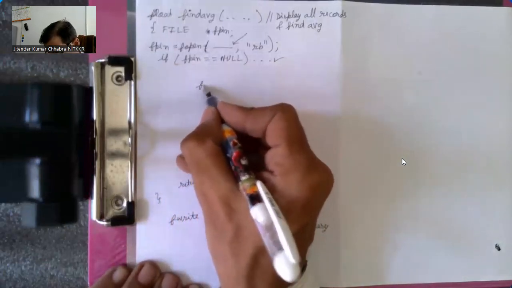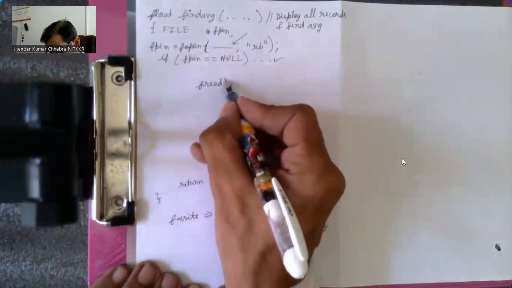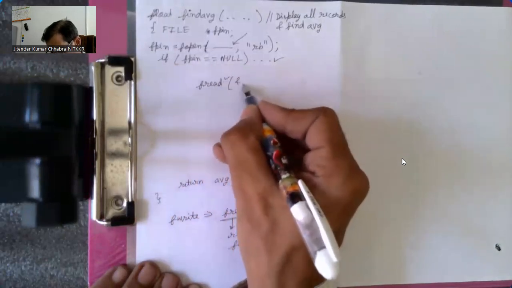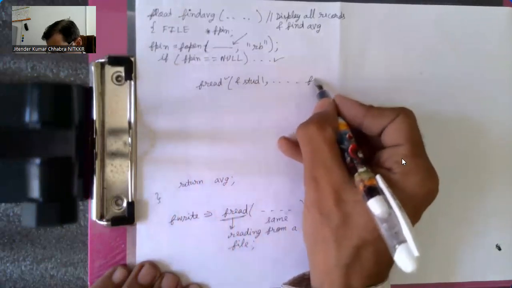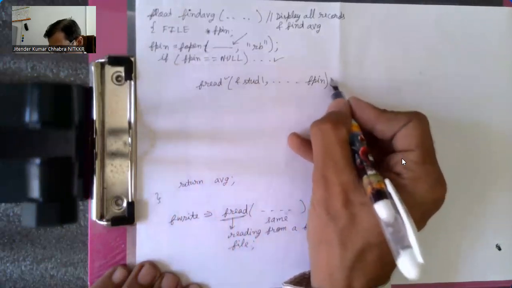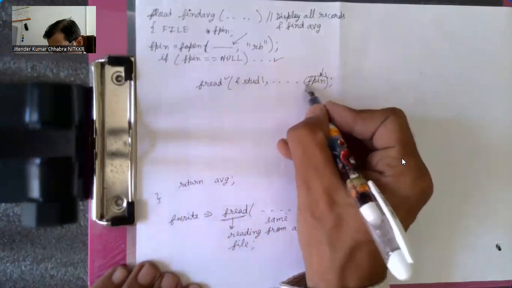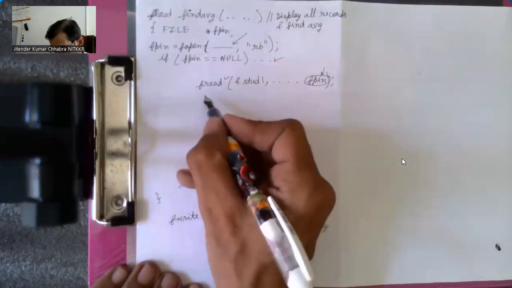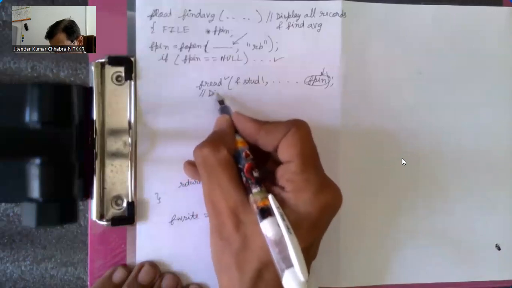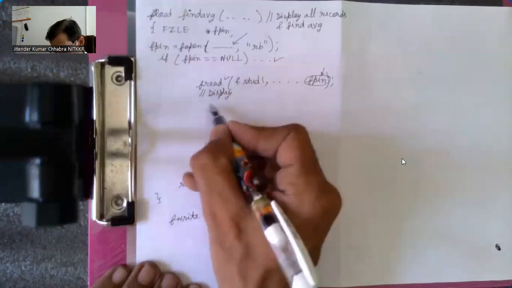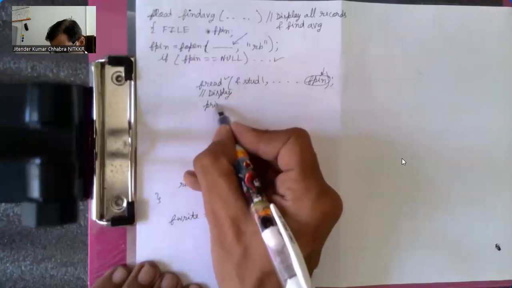Reading will mean effectively fread from the file. So effectively the same syntax, ampersand student1, and lastly you will write fpin because you are reading from the file pointer which is fpin now. And what you have to do is display. So what does display effectively mean? Maybe you can display using a printf command directly on the screen.